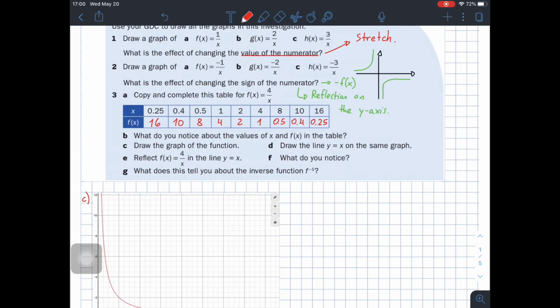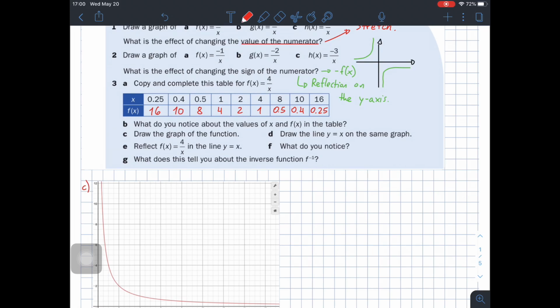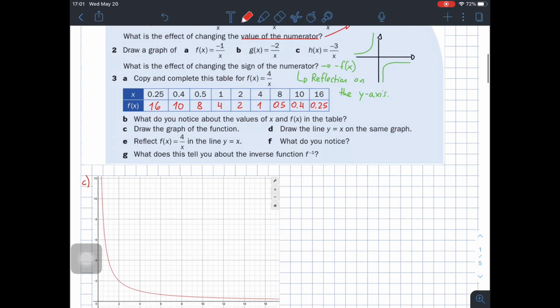Okay, then part 3, it says copy and complete the following table for f of x equals 4 over x. In order to save some time, I already plugged in the values, but basically what you need to do here in order to find these values is replace the values of x to find the value of y, right? For example, for 0.25, we're going to do 4 divided by 0.25, and that gives you 16, okay? And then you do the same for the rest of the values. And this is the table for this particular function, a reciprocal function, 4 over x.